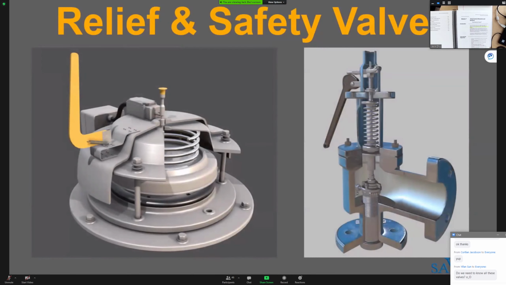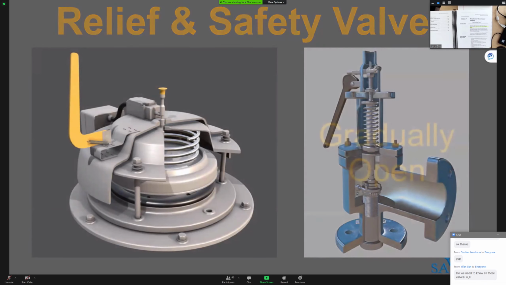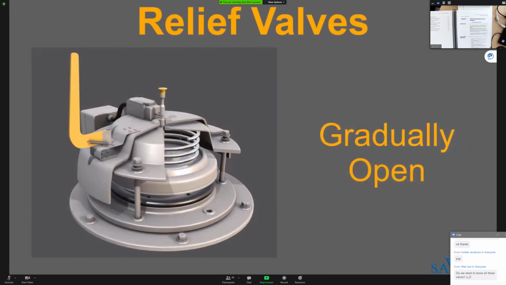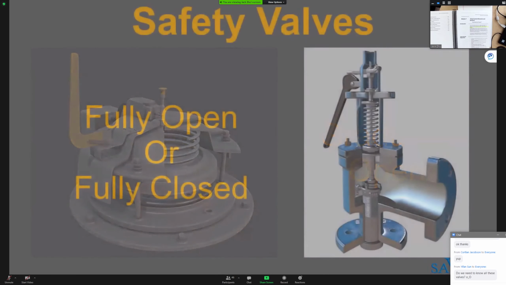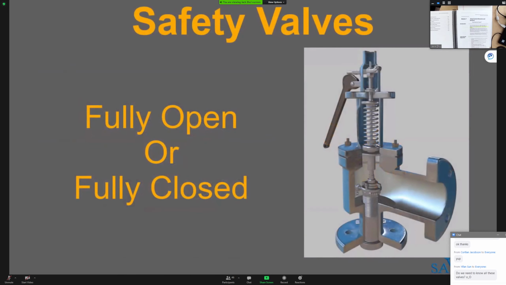Relief and safety valves prevent equipment damage by relieving accidental system overpressurization. A relief valve gradually opens as the inlet pressure increases above the set point. The valve only opens enough to relieve the overpressure condition, whereas a safety valve rapidly pops fully open as soon as the pressure setting is reached, and it will stay fully open until the pressure drops below a reset pressure.